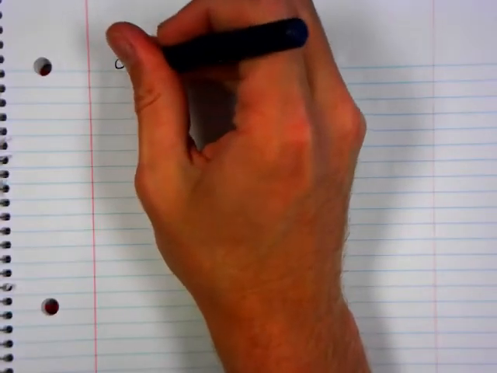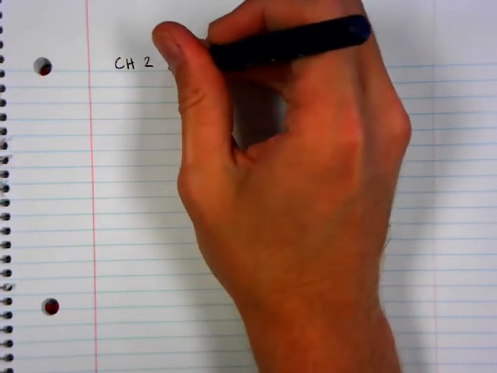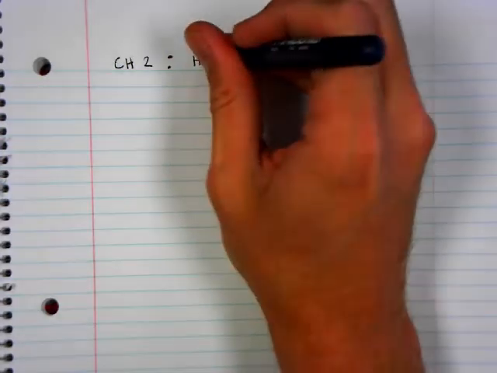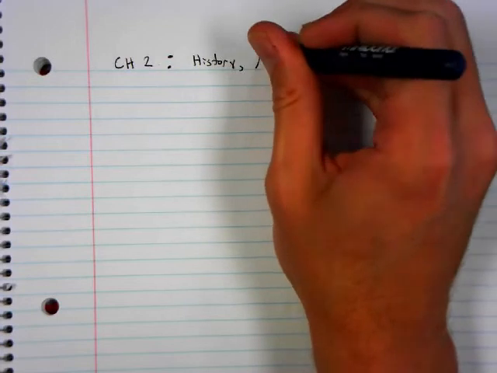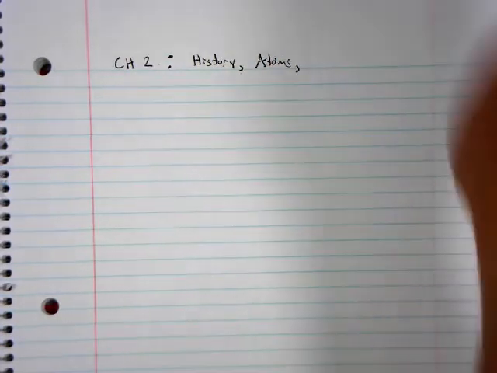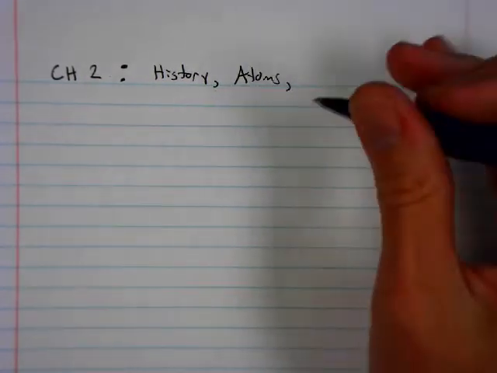Okay, if you are watching this, you have survived the Chapter 1 test. So, here we go at Chapter 2. Chapter 2 is history of the periodic table. We've got atoms, we've got it all. Let me zoom in a little bit more so you can read this just a little bit better. There we go.